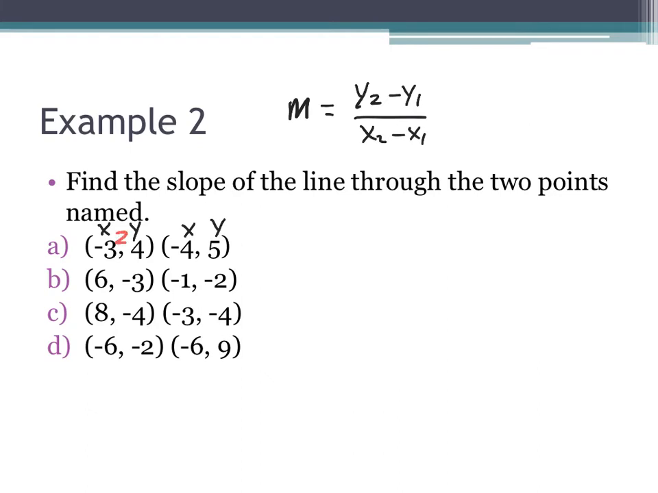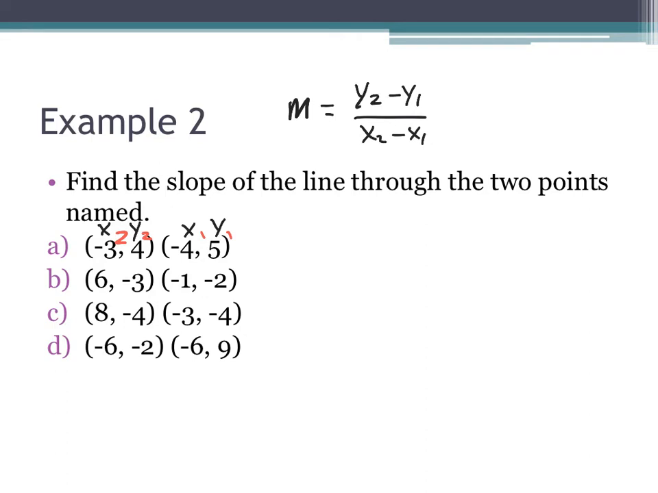I'm going to call this the second set and this the first set. I don't ever normally do it that way. Normally I would do it the other way. Because I read left to right, I would call it x1, y1 on the left and x2, y2 on the right. But I want to prove to you that it doesn't matter. It doesn't matter. Just call one of them set 2 and one of them set 1.